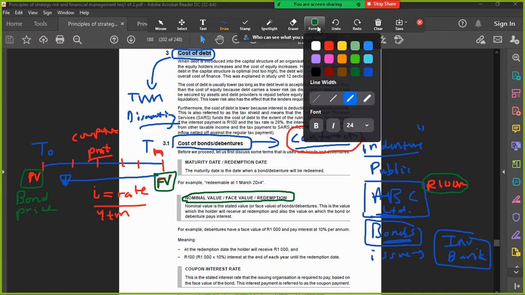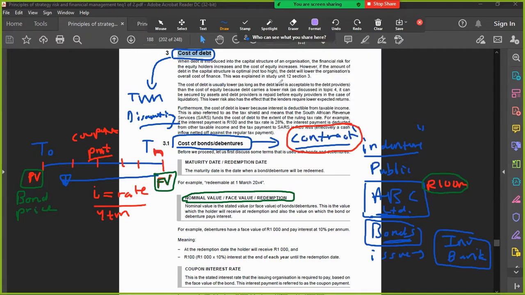Other variables in the question here, just to highlight it: maturity date or redemption date, that relates to the N here.